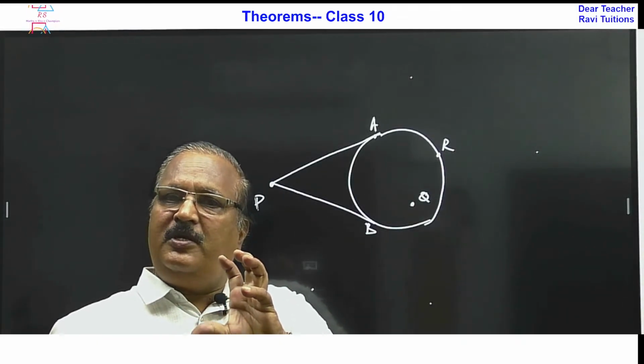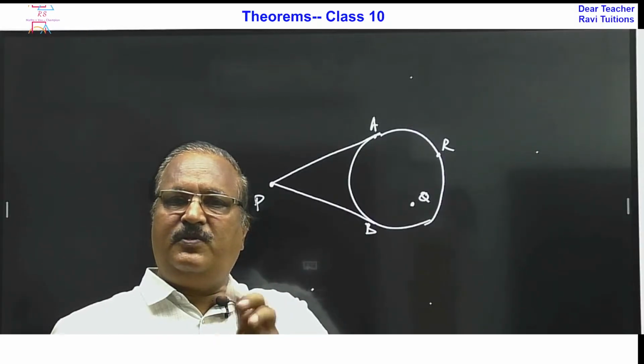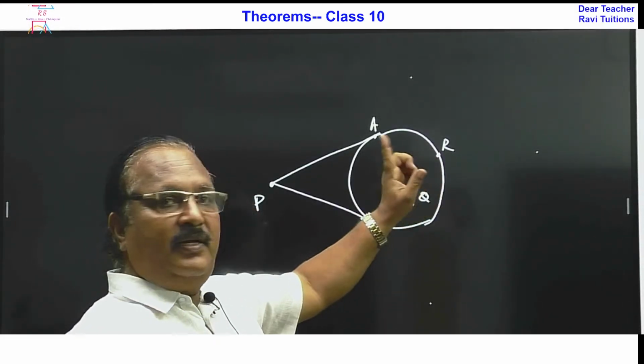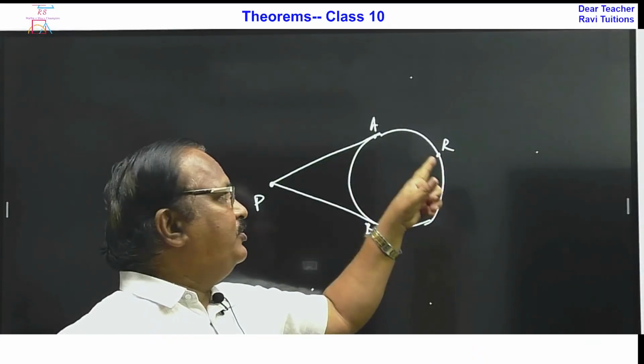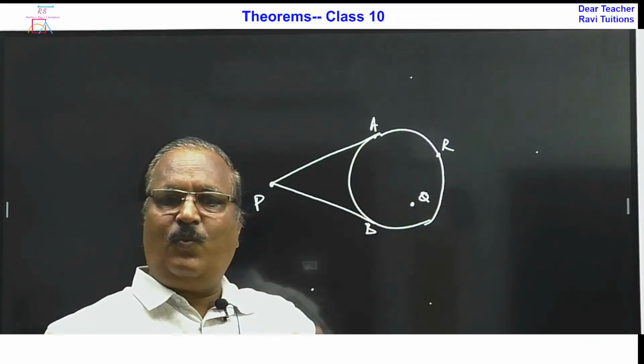They can give it like this, here and there, to confuse you a little. So R is on the circle, so through R there should be only one tangent.